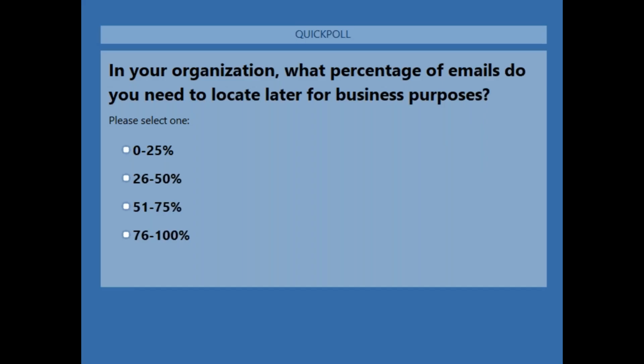Okay, our second question is, in your organization, what percentage of emails do you need to locate later for business purposes? 0 to 25%, 26 to 50%, 51 to 75%, or 76 to 100%.